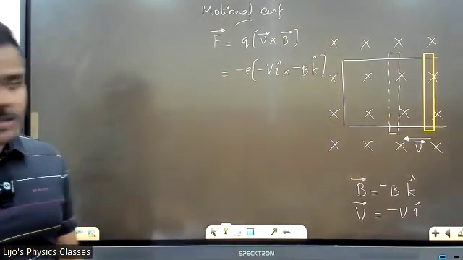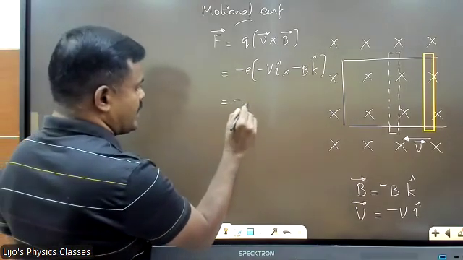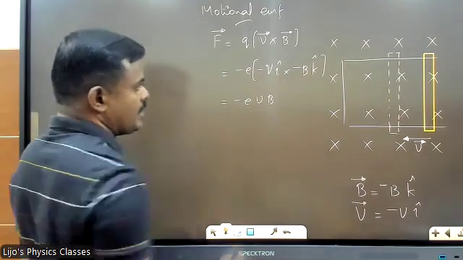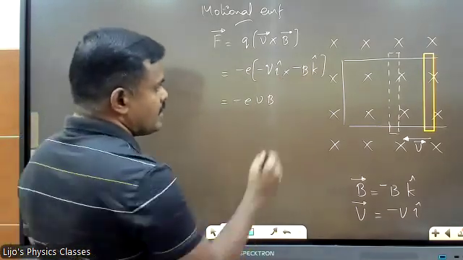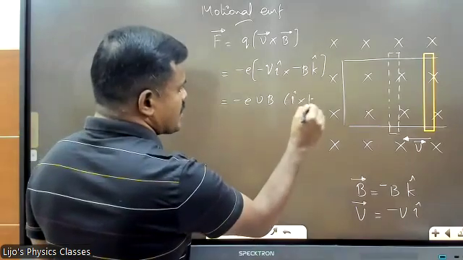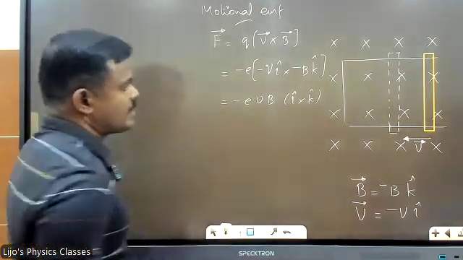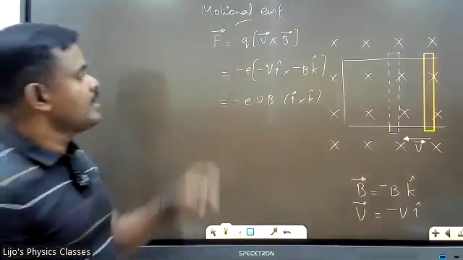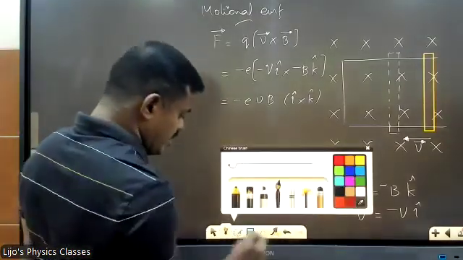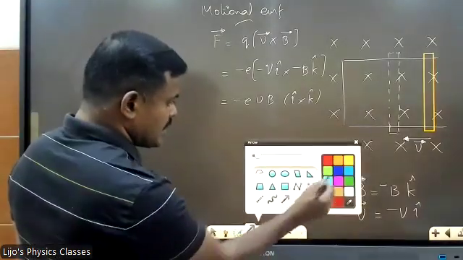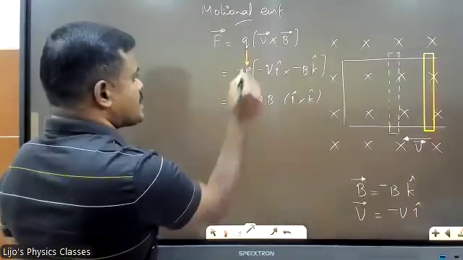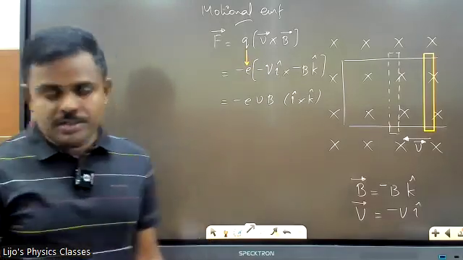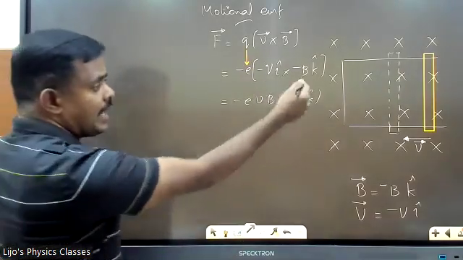Tell me what you're going to get. That is minus E into V and B I take outside. What do I have inside? I cross K. Look at that. F is equal to Q into V cross B. Q is the charge of the electron. You know that the charge of the electron is minus E. I have written it there, no? Minus E into V is taken outside, B is taken outside, I cross K.